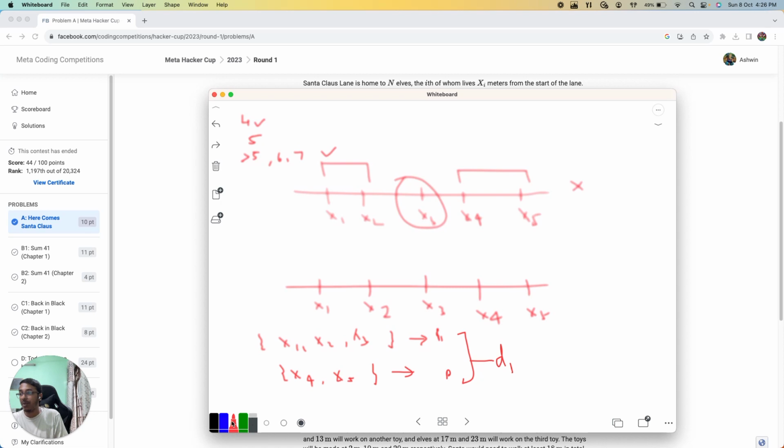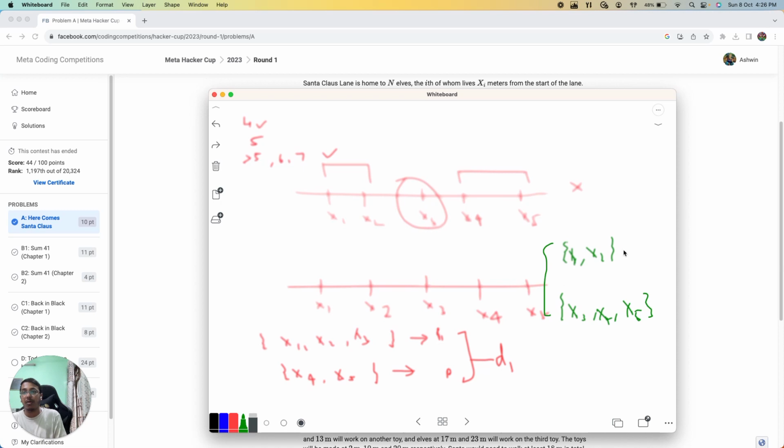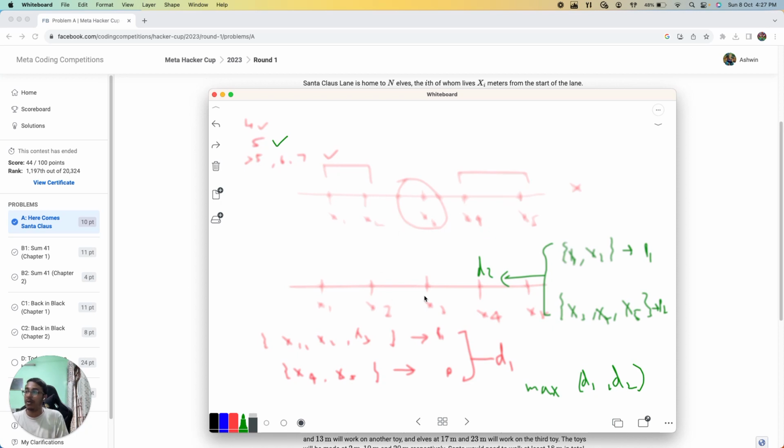Similarly, I will take another case where I will make x1 and x2 in the same group, and x3, x4 and x5 in the same group. Suppose here I got p1, p2 and I got d2, so I will take the max of d1 and d2 because we want to maximize the distance traveled by Santa. Okay, so 5 will also work now, right?